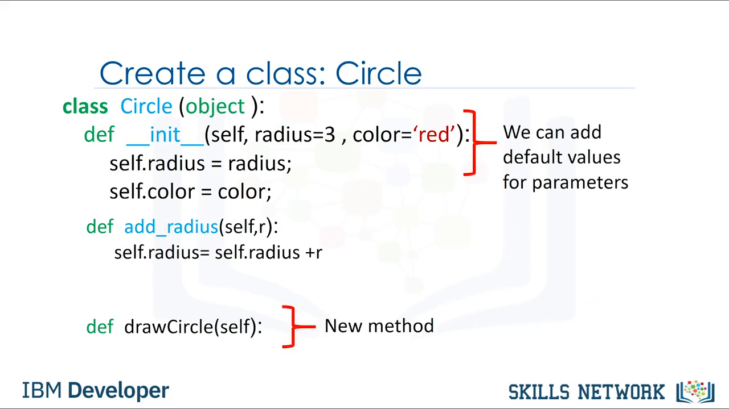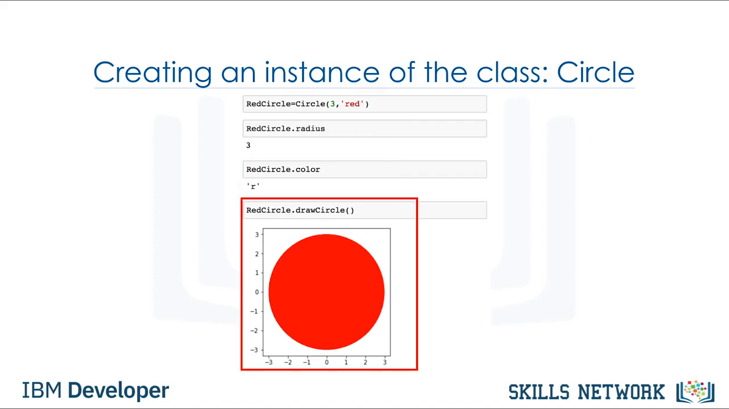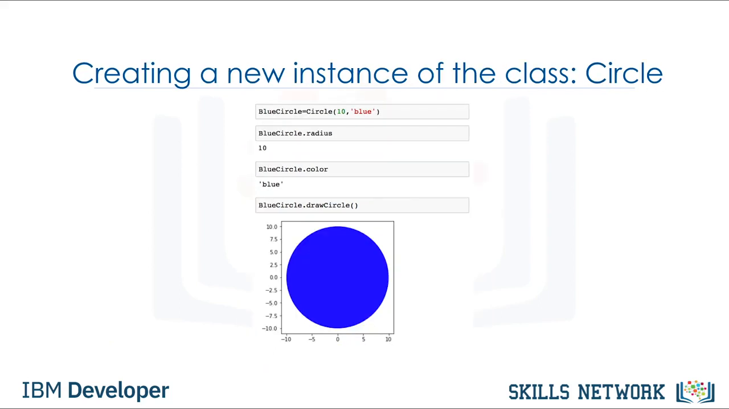In the labs, we also create the method called drawCircle. See the lab for the implementation of drawCircle. In the labs, we can create a new object of type circle using the constructor. The color will be red and the radius will be 3. We can access the data attribute radius. We can access the attribute color. Finally, we can use the method drawCircle to draw the circle.